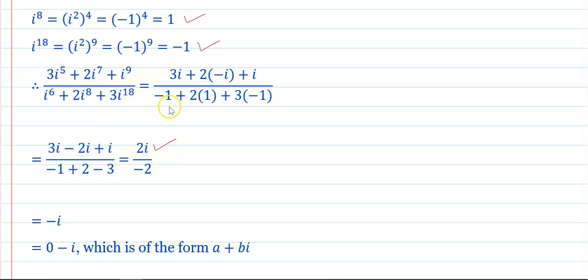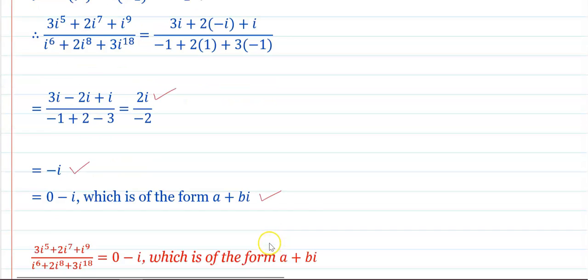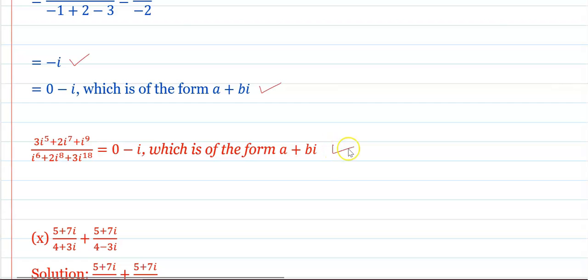What about the denominator? Minus 1, minus 3, minus 4. Minus 4 plus 2 gives minus 2. The 2 gets cancelled, and you are getting minus i, and hence it is of the form 0 minus i. It is of the form a plus bi. Okay, and hence this is the answer.